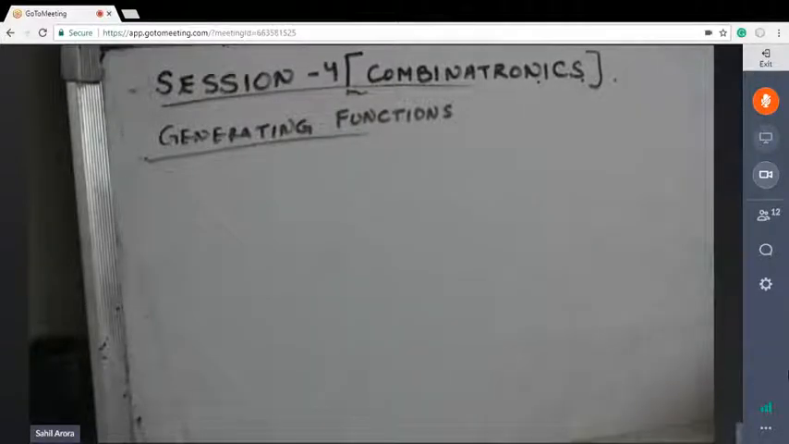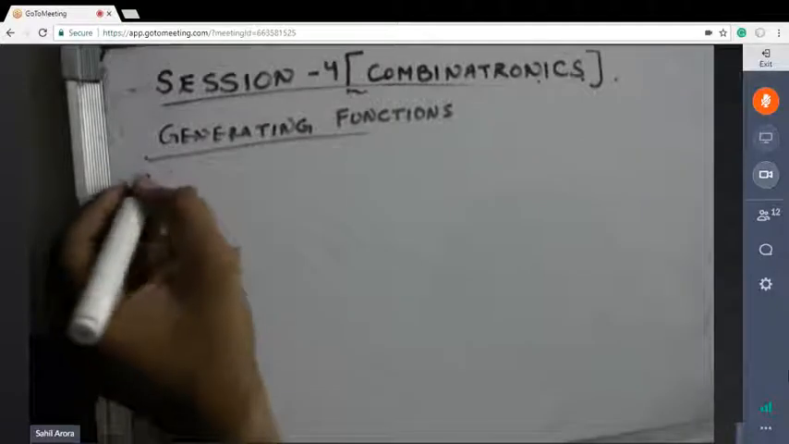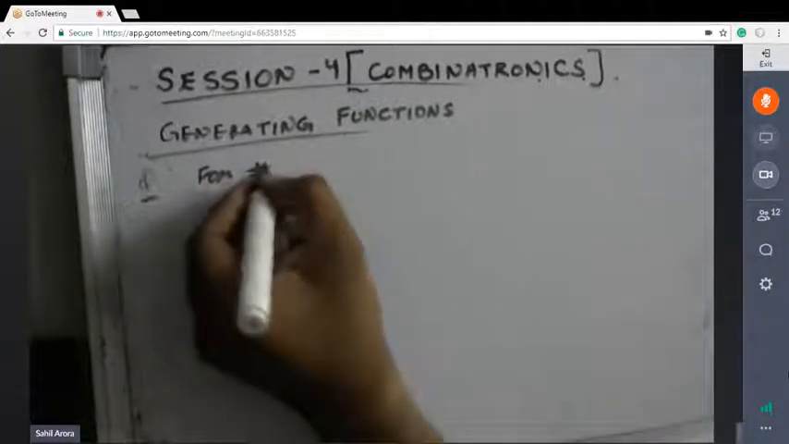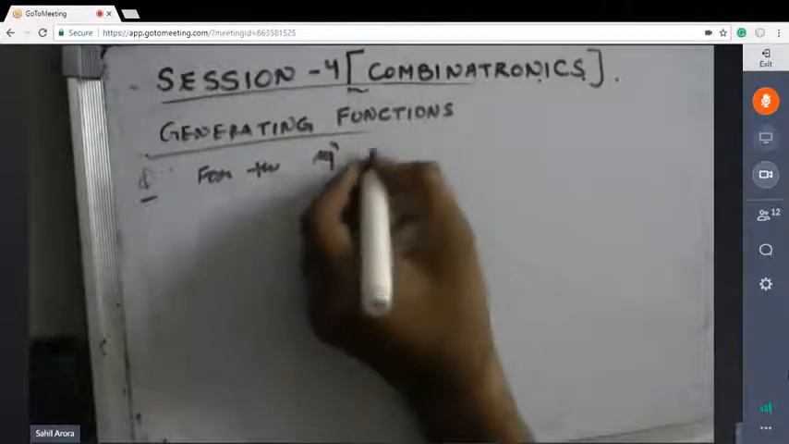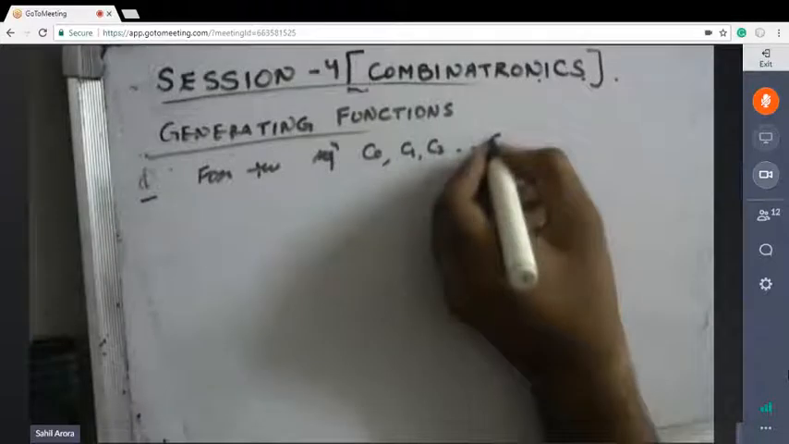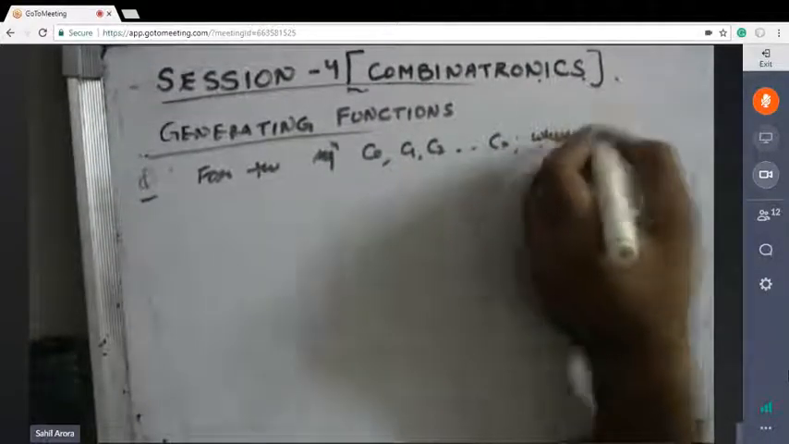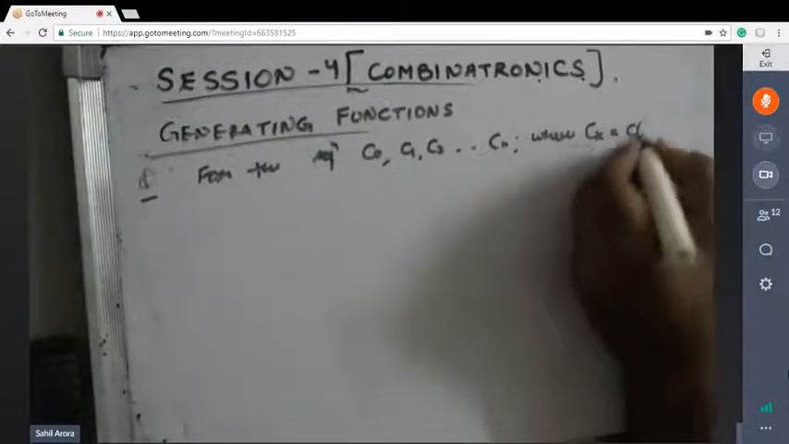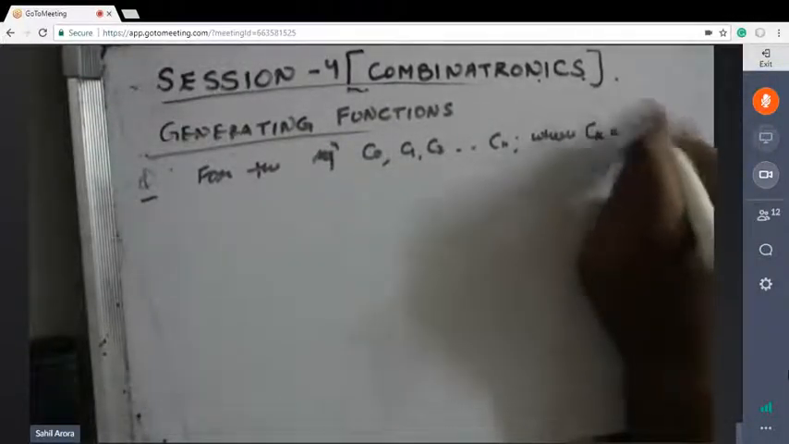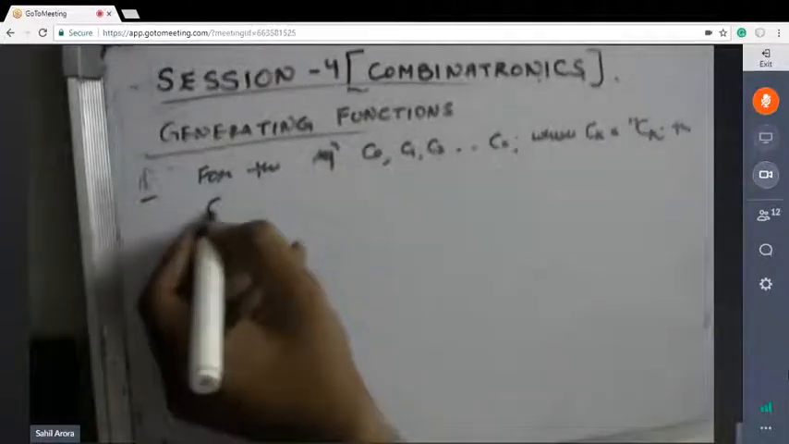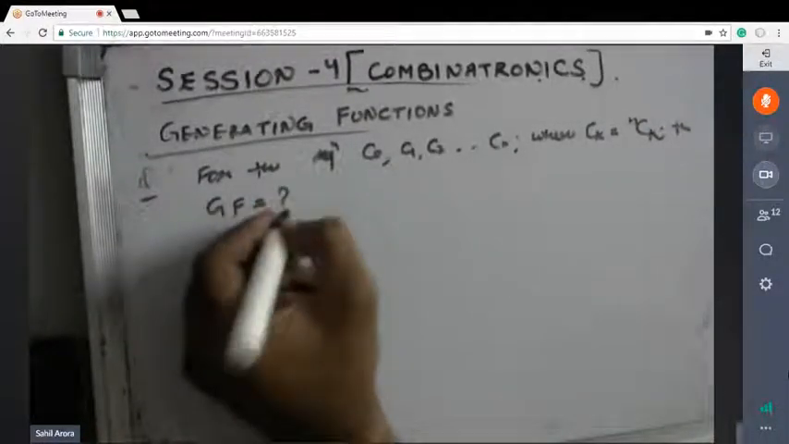Okay, so the first question is, for the sequence C0, C1, C2, so on up to C of n, where C of k is nothing but the combination, like nCk. I'm writing it in this fashion, let's say nCk only. So the question is, the generating function for this is equal to what?